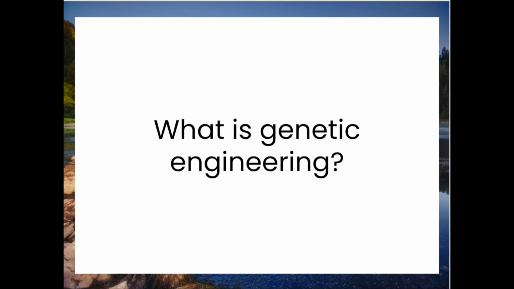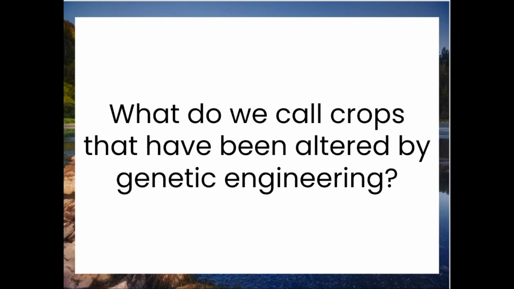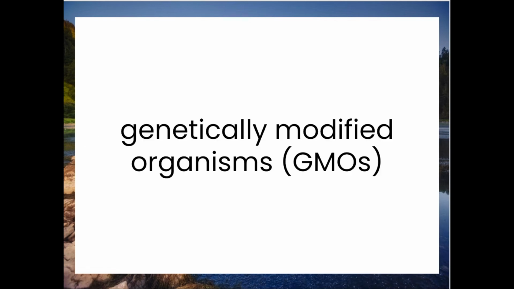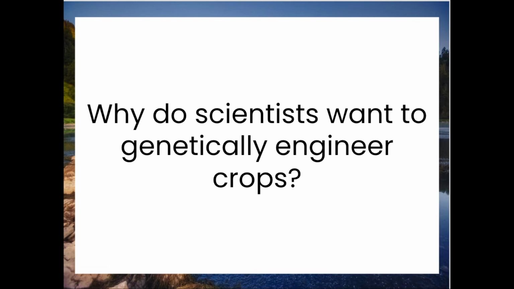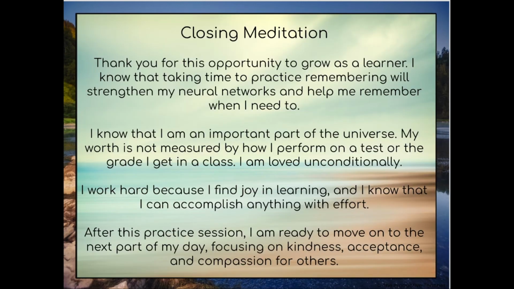What is genetic engineering? Genetic engineering is scientists altering the genes of cells using biological or chemical processes. What do we call crops that have been altered by genetic engineering? Genetically modified organisms, GMOs. Why do scientists want to genetically engineer crops? Scientists can make crops resistant to drought, chemicals, or pests.